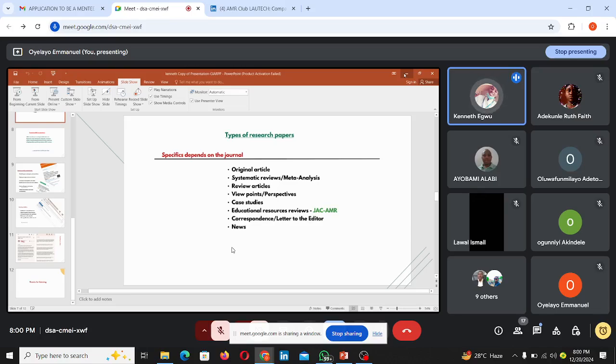You can also write correspondence or a letter to the editor, which I found very useful for young individuals like us that are coming up in research writing. They are much easier to write than original articles. But it doesn't mean that you shouldn't write original articles. As a young individual coming up in research, you might need more time to groom yourself, so that you don't just engage in research, but engage in impactful or meaningful research. Next slide, Emmanuel.